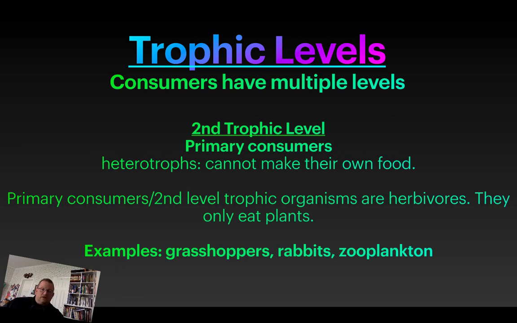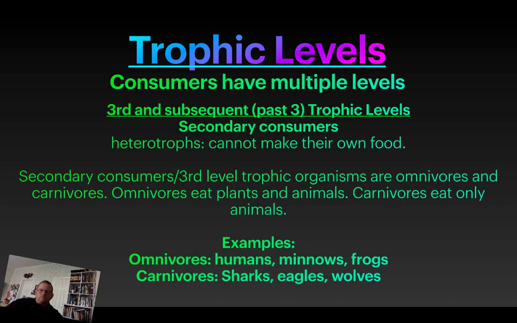First of all, it's a heterotroph. It means it can't make its own food. They have to get their food from somebody else. But a primary consumer, a second level trophic organism, are herbivores. They only eat plants. So your first level are plants. Second level are your herbivores. An example of that would be grasshoppers, rabbits, squirrels, zooplankton in the ocean. So consumers have multiple levels. This first level, primary consumer, is the second trophic level.